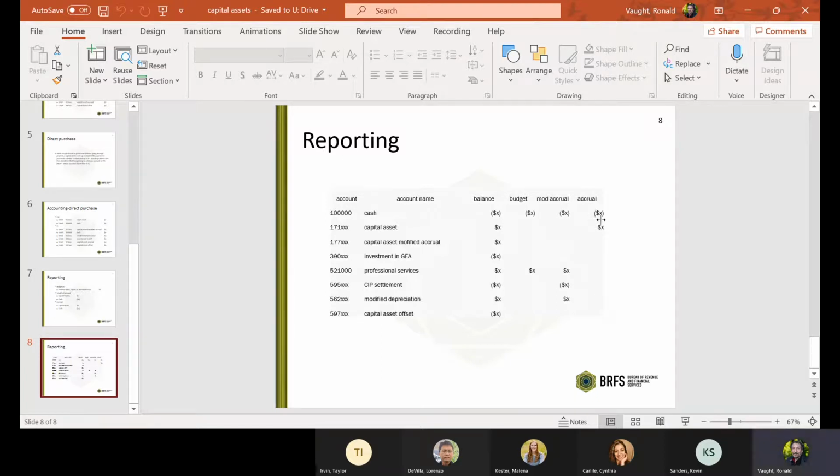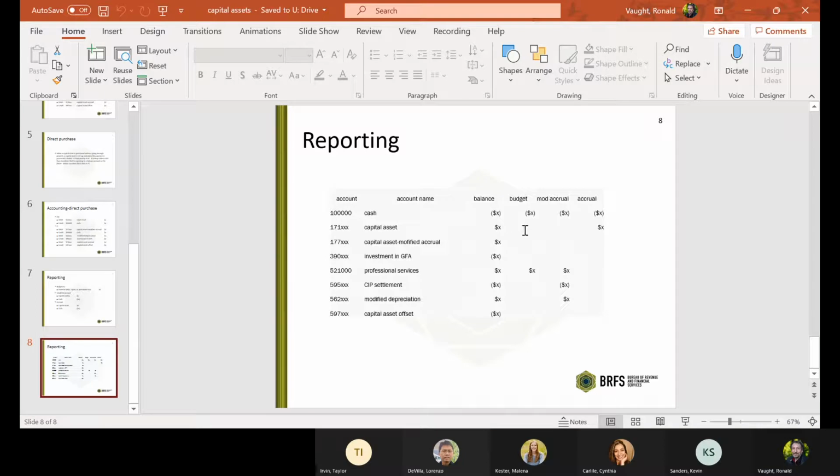For accrual accounting, we just use the cash account and the capital asset account, the 171 account. So although we got lots of accounts that we use for capital outlay, when we actually get to reporting, we use different ones depending on what basis of accounting we're dealing with. And the offset accounts tend to just be how we make stuff go away.